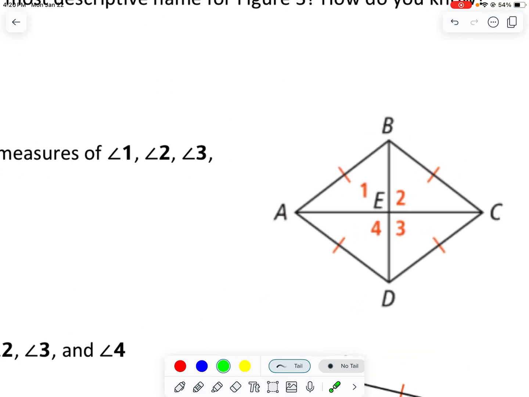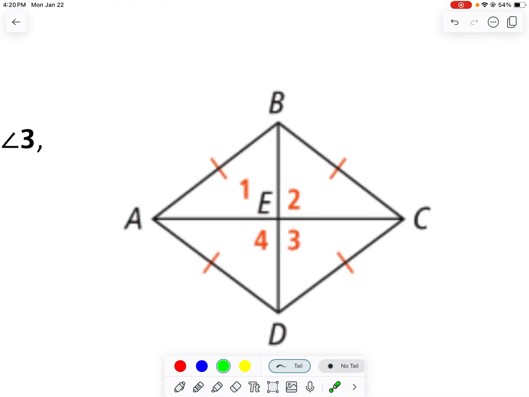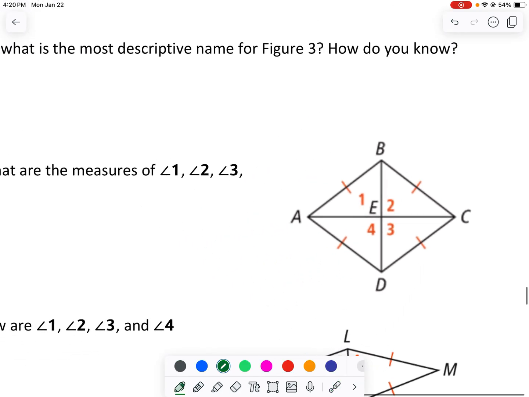So is this one a rhombus? Well, take a look at it. Does it have that defining feature of a rhombus? And the defining feature that you're looking for in a rhombus is that it has 4 congruent sides.